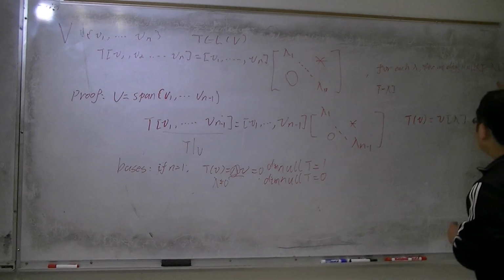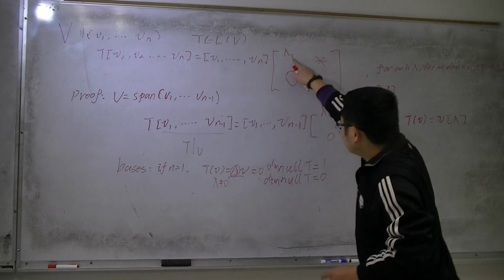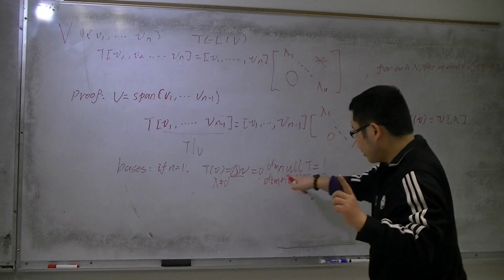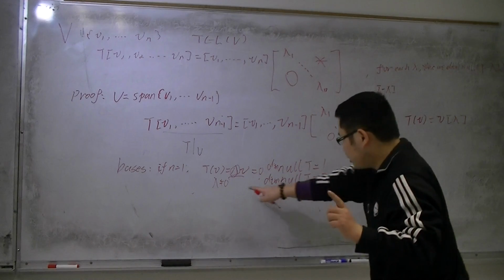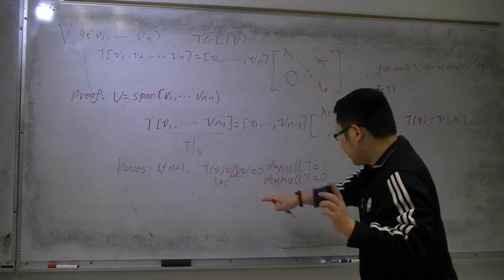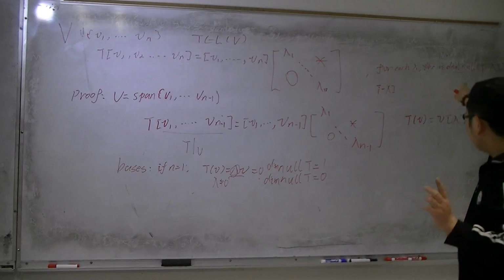So for the basic situation, this corresponds to this one. If it's 0, it has a 1 by 1 zero block, so the dimension is equal to 1. If it's not 0, it does not have 0 in the matrix, and so the dimension is 0. And the basic situation is correct.